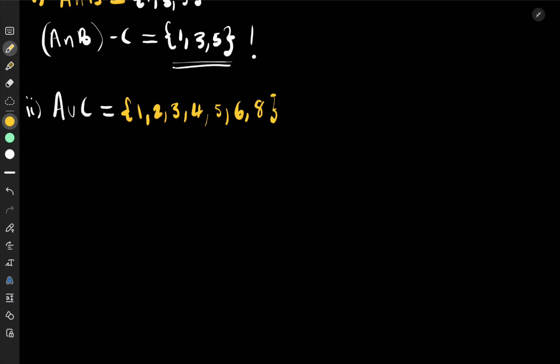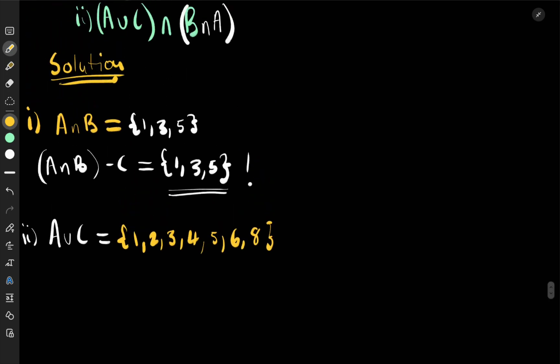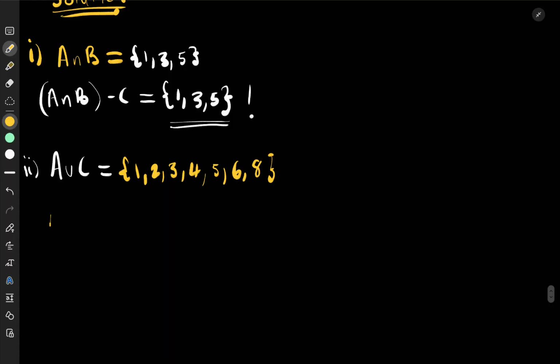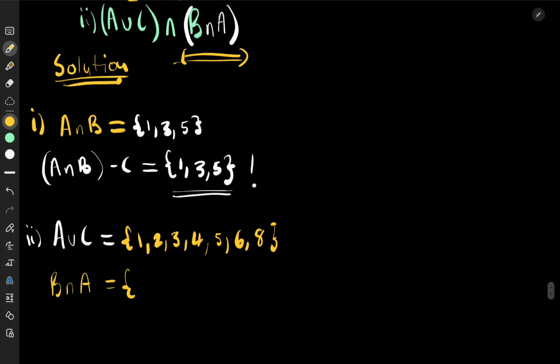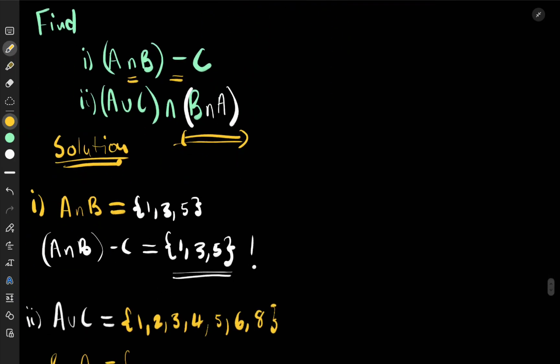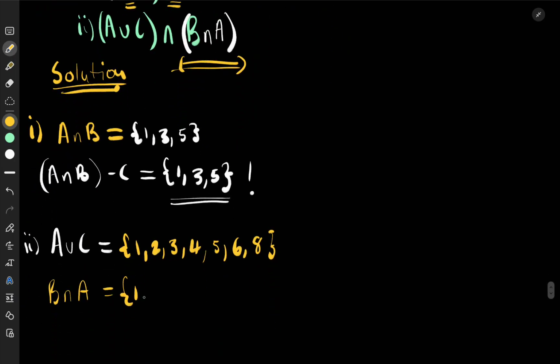These are the ones. Now, since we have A union C, what is the next thing we'd get? The other part in brackets. Okay, B intersection A. What is that part? The part which is in common. So what is in B and also in A? We start with the things in B and see if they are also in A. 1. Is 1 also in A? Yes, so we can take it.